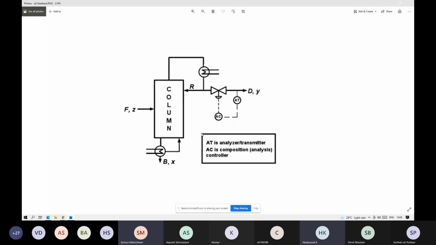Is this clear to you? Yes, sir. Thank you. This is another architecture of feedback control. There is no harm in doing it. Right. Thank you.